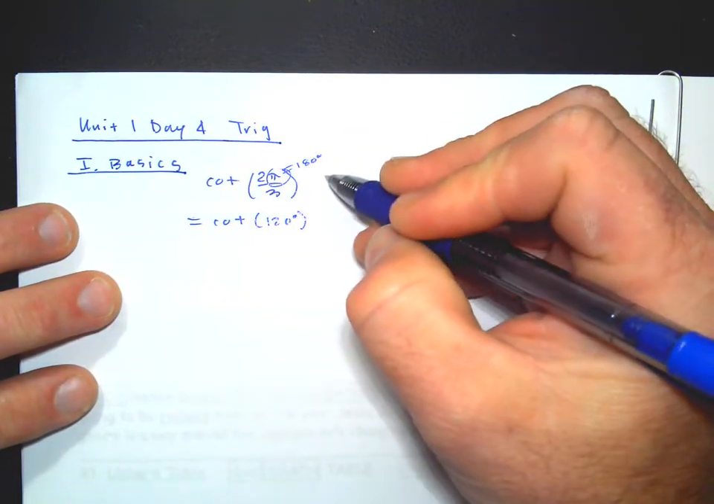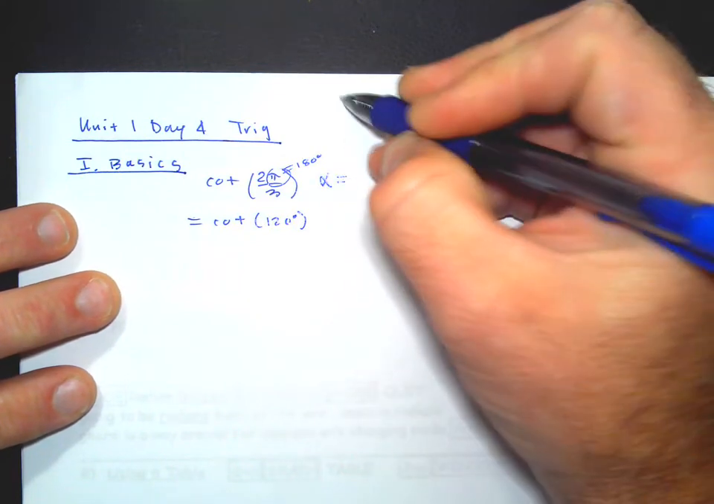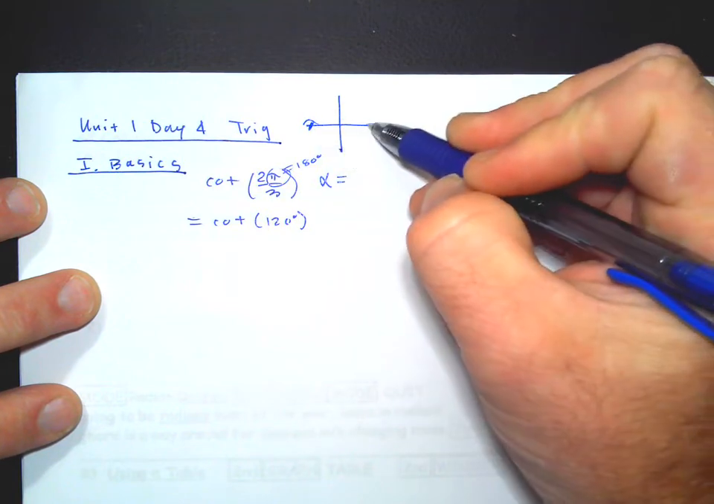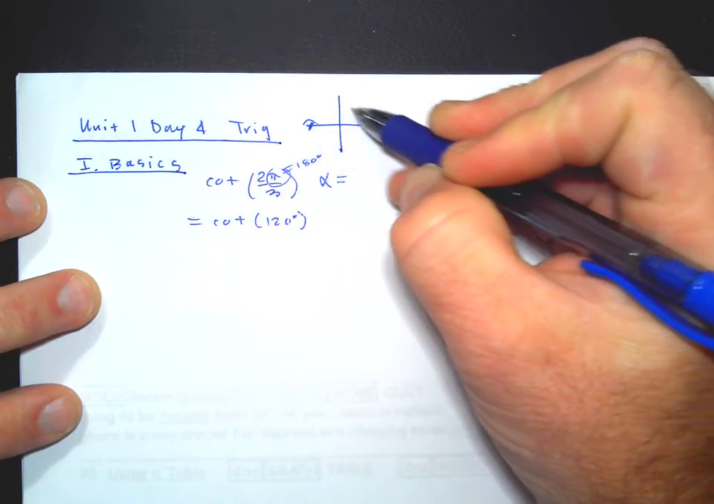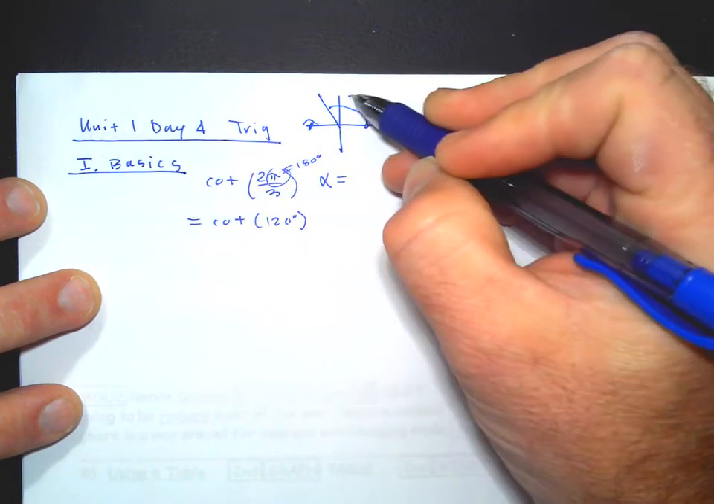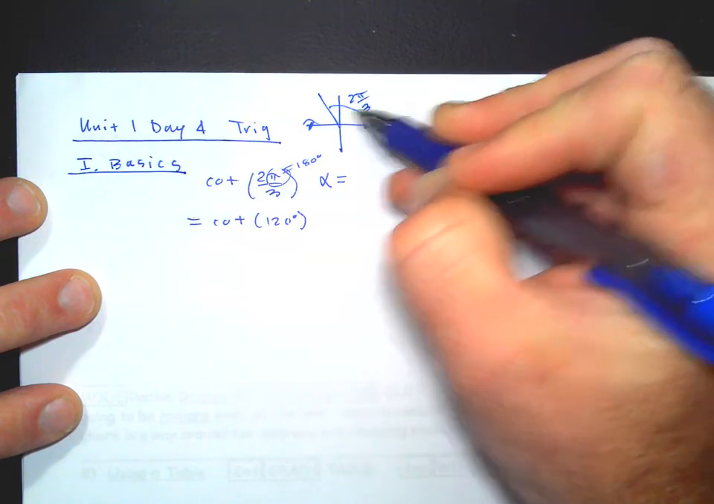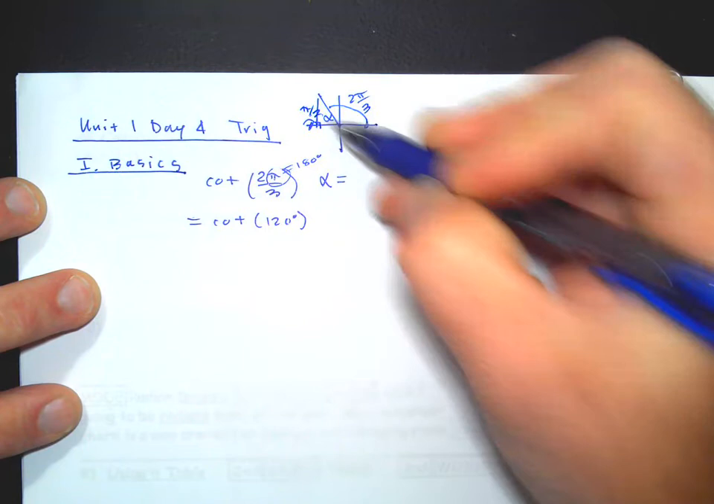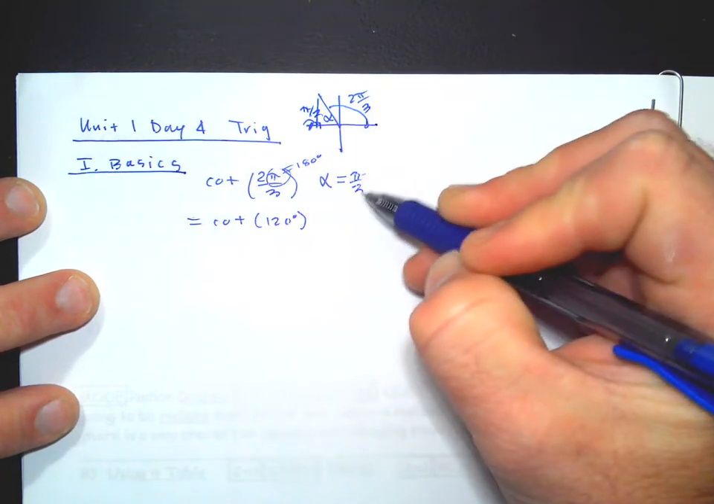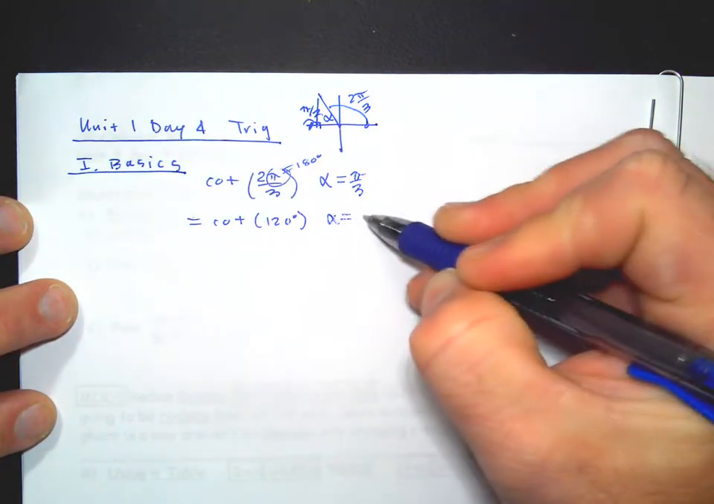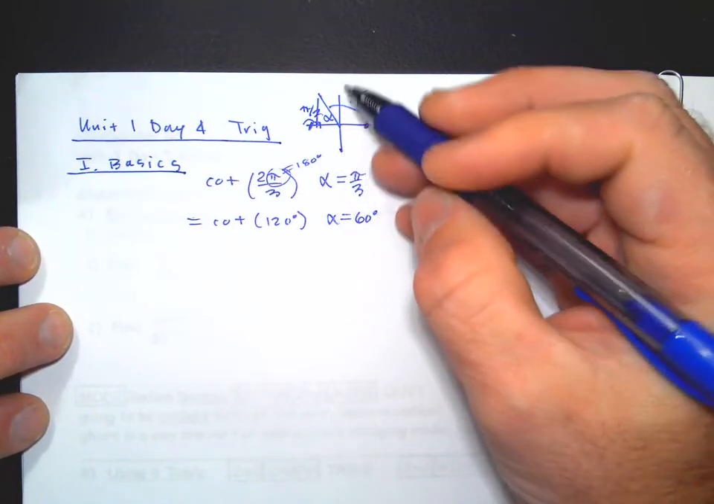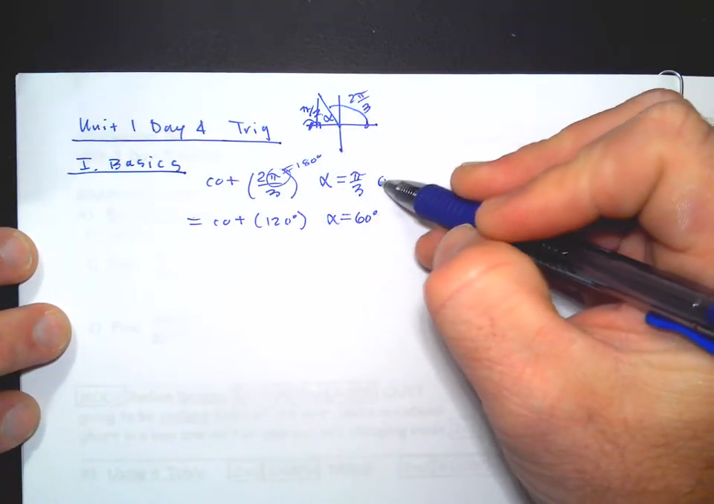So what I usually do is I do alpha. 2 pi, this is pi, right? This is 0. So 2 pi over 3 is about 2/3 of the way right here, right? So this is your alpha. It creates that right triangle, so that'd be pi over 3. So alpha is pi over 3, or in this case, 60 degrees. What quadrant? We're in quadrant 2.